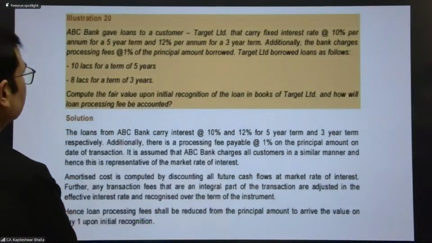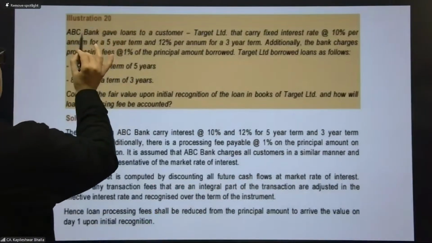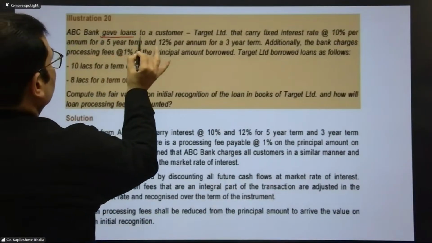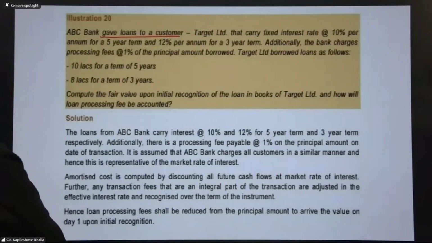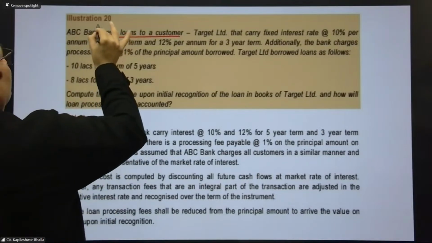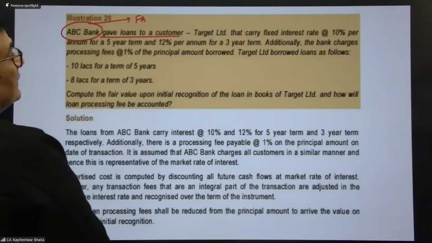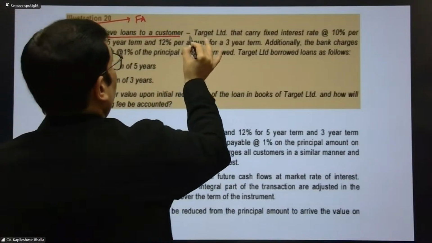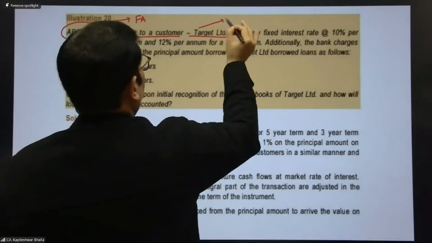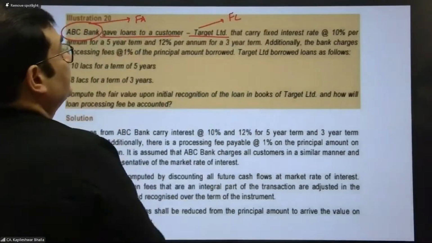So we are given the inputs. ABC, a bank, gave a loan to a customer. So naturally, the bank in this particular case is going to call this a financial asset. For the ABC bank, it is a financial asset. It says they gave a loan to Target Limited. So we can say for Target Limited, it becomes a financial liability.